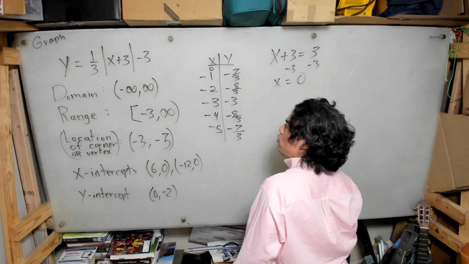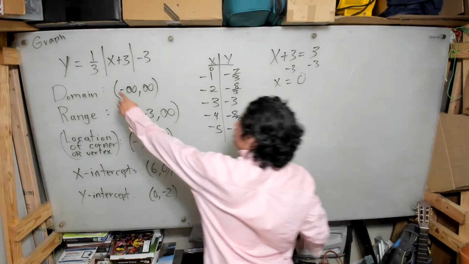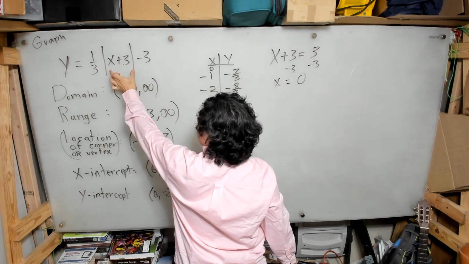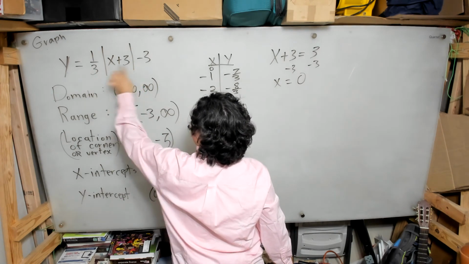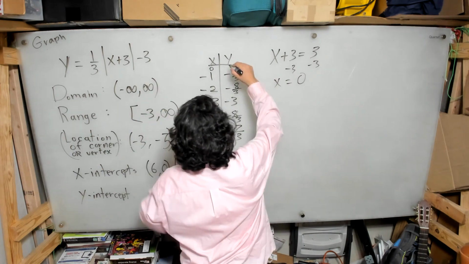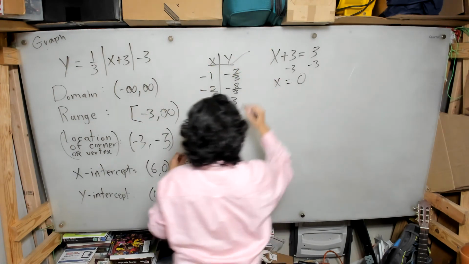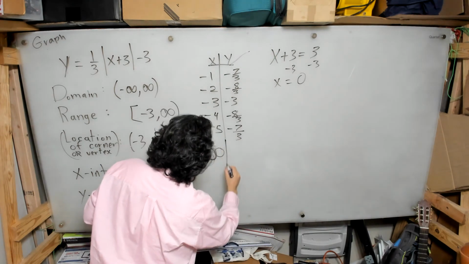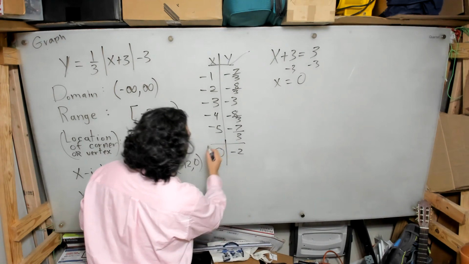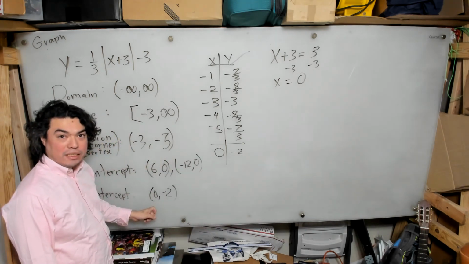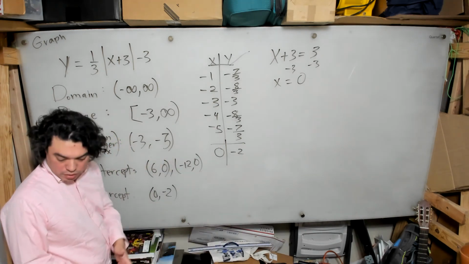then what will my y be? Well, 0 plus 3 is 3. 3 times 1/3 is 1. 1 minus 3 is -2. And so even though it's out of order, let me put that value over here. So it would be 0, -2. And in fact, that's completely consistent with this point here.